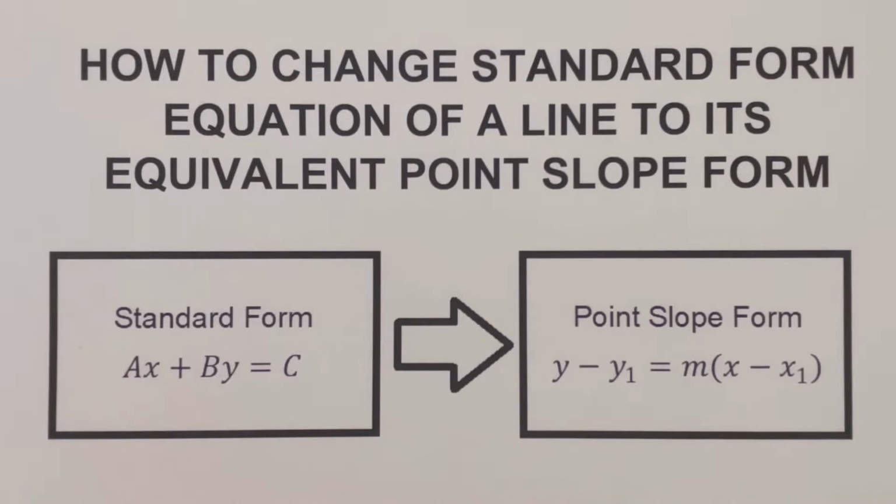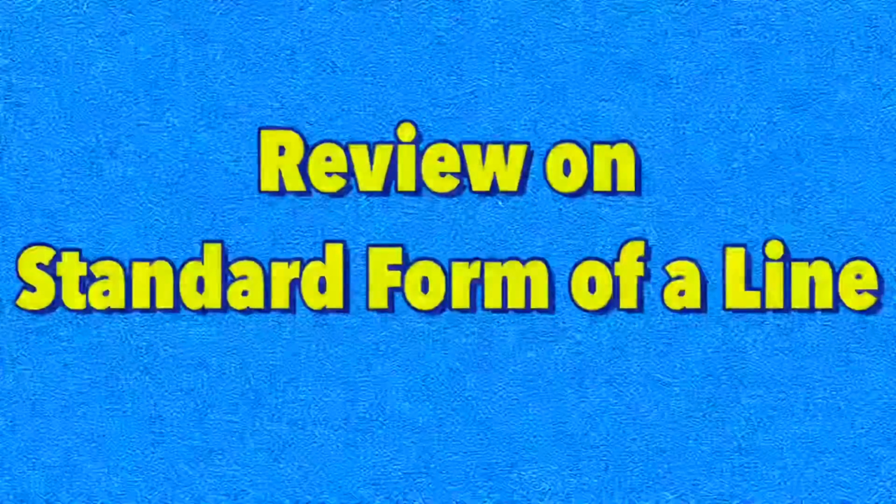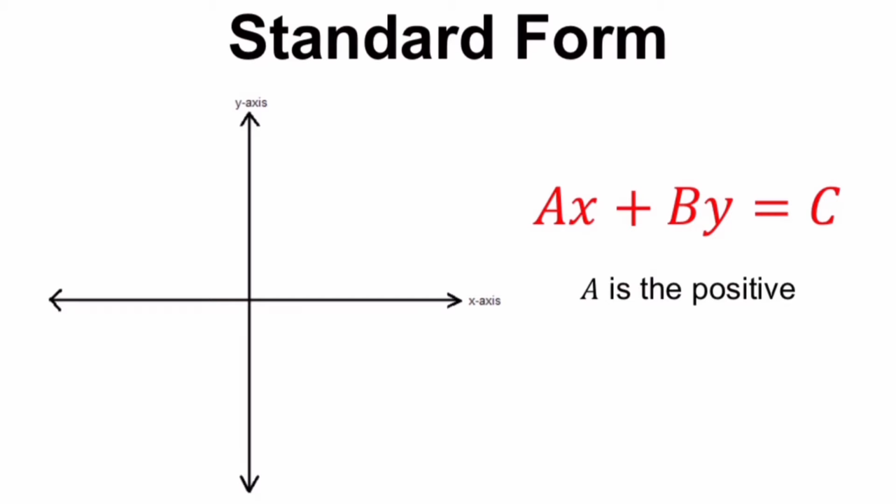Before we go over some examples, let's have a review on the basic information about the standard form of a line and the point-slope form of a line. Standard form. This is having a formula ax plus by equals c. Now we remember that our a should always be positive. This standard form is generally used to determine the x and y intercepts of a line.